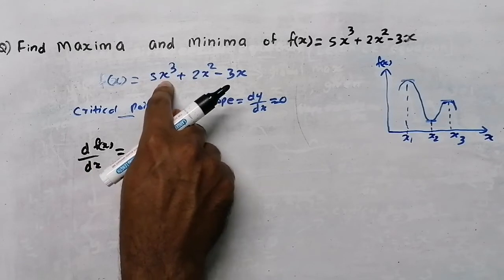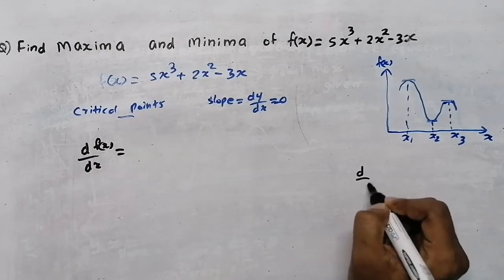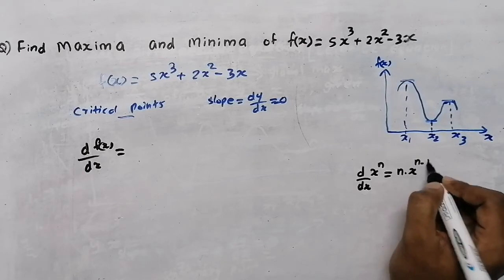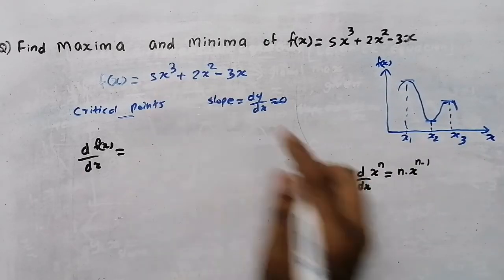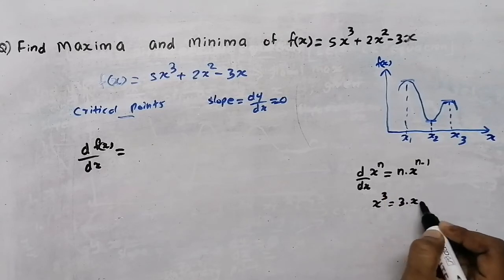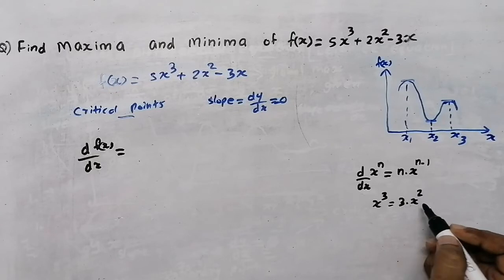Now what is the differentiation of x cube? d by dx of x raised to n is n multiplied by x raised to n minus 1. So here it is x cube, so instead of n it is 3. So 3 multiplied by x raised to 3 minus 1, that is 2.